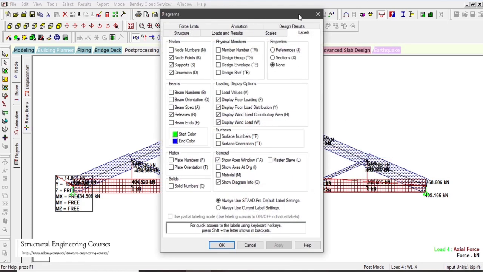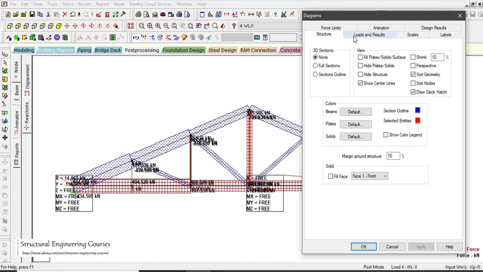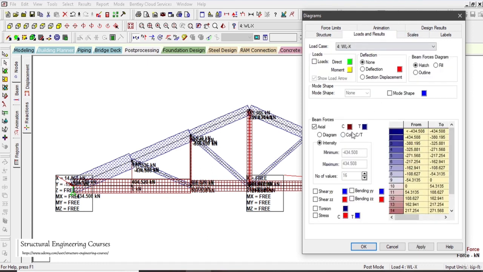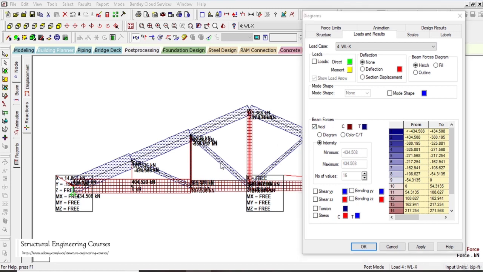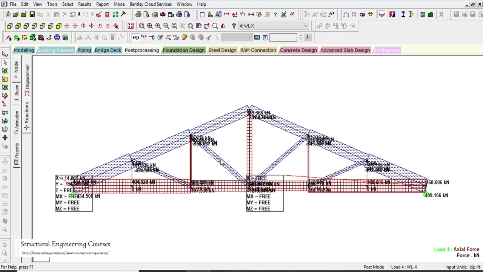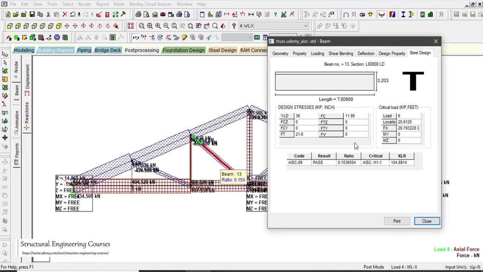When we go to this label sections here, we can check this loads and result. Here it means that the red means compression and blue means tension, but that is basically the force. So when we are left clicking here, you can see that this is basically showing as compression, and this is the one that is showing as tension.